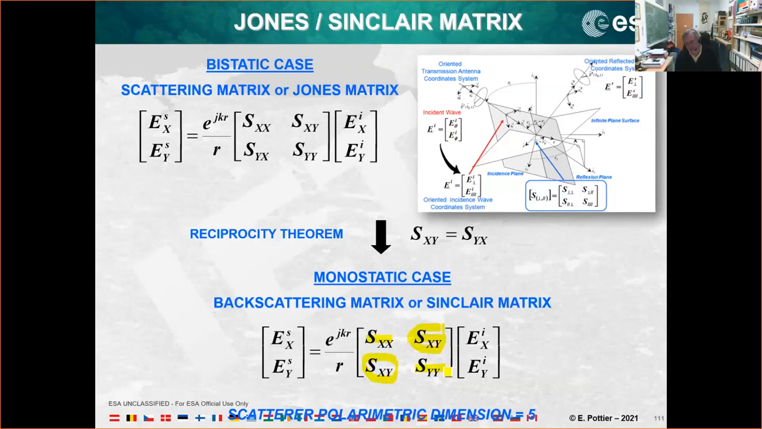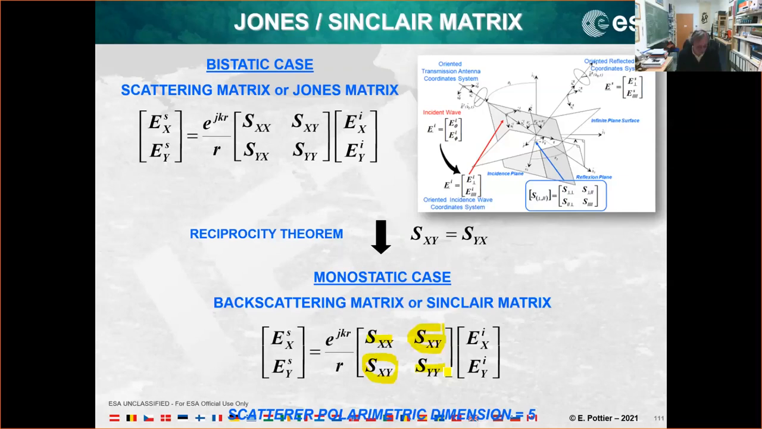But remember that during the definition of the polarization, I have introduced the absolute phase, which exists from the physical point of view.